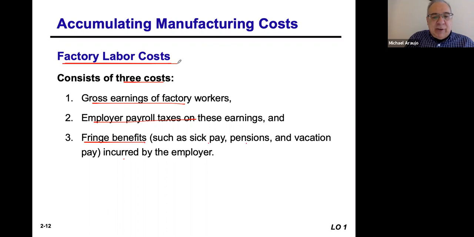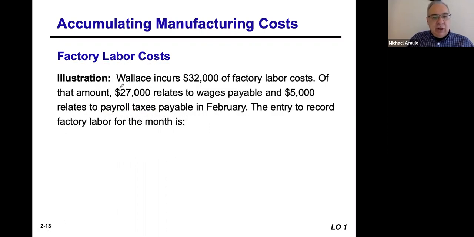So these are all factory labor costs, and these are going to be recorded as well. So let's go back to our wonderful company, Wallace. They incurred $32,000 of factory labor costs. That's the total. 27,000 is their wages payable, 5,000 is payroll tax payable, and this happened in February.